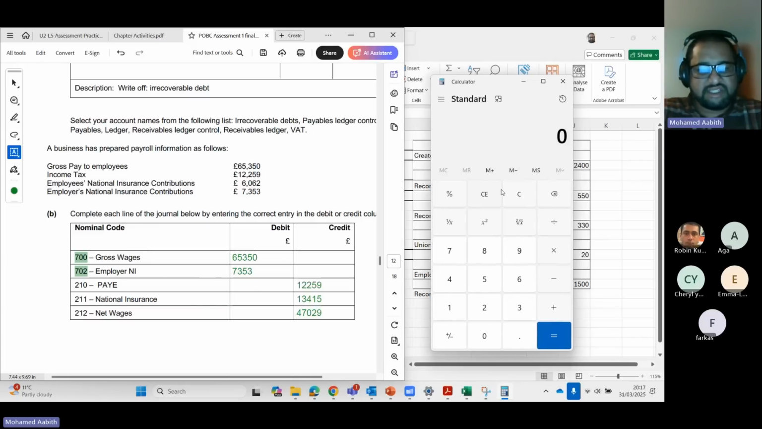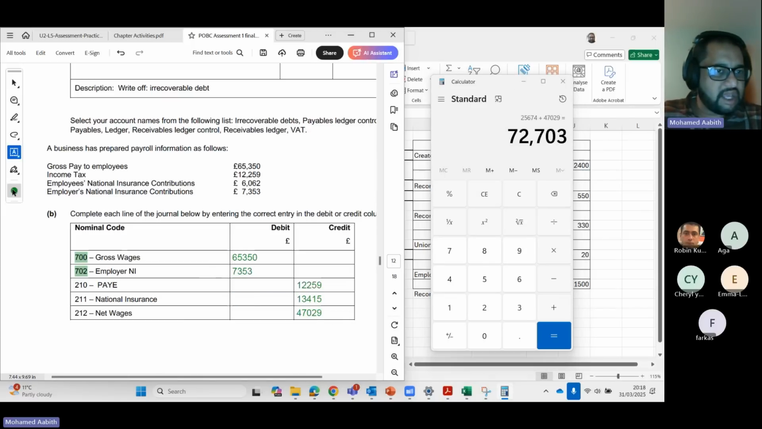So here, 65,350 plus 7,353. And that is going to be 72,703. Yeah, and then let's look at the next number, 12,259 plus 13,415 plus 47,029, that's 72,703. Your debits are equal to your credits.